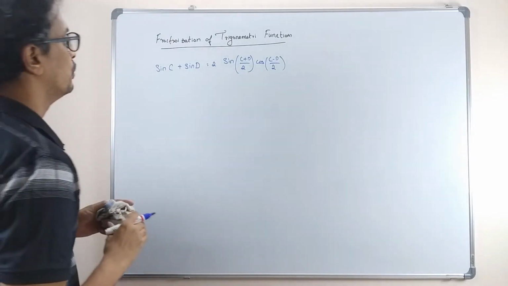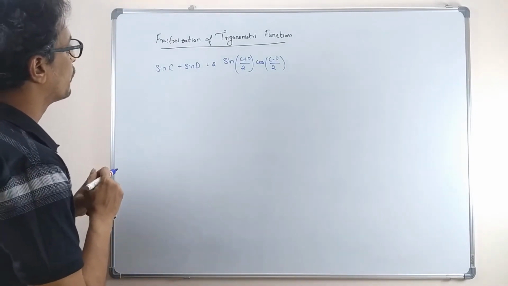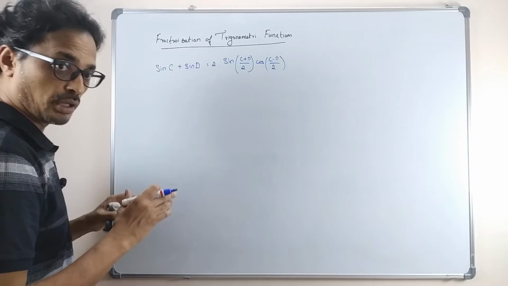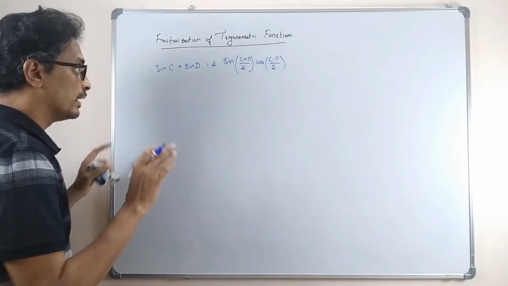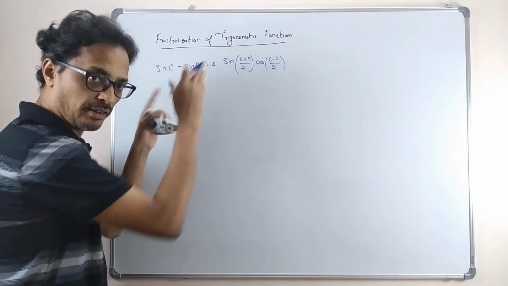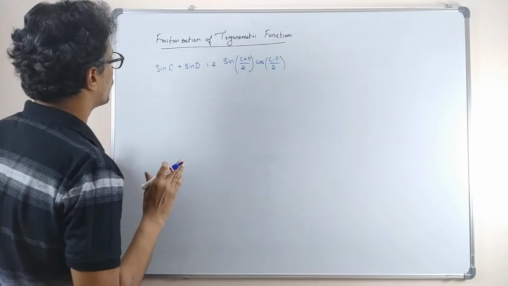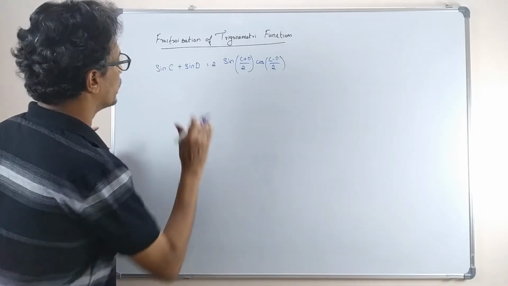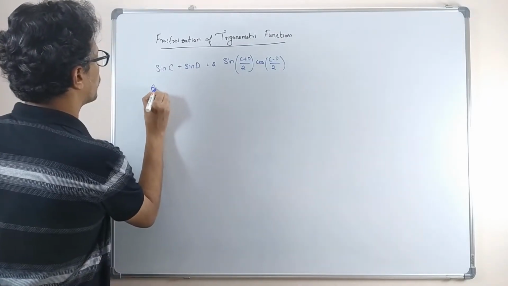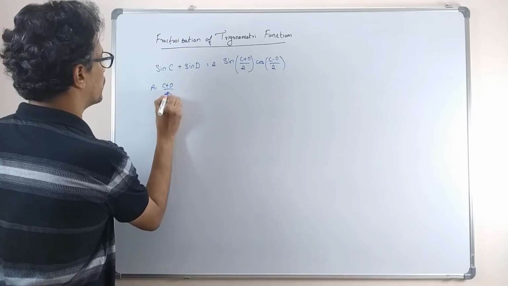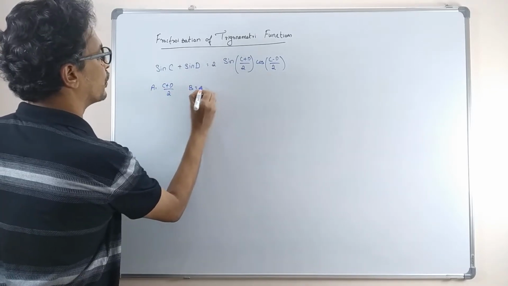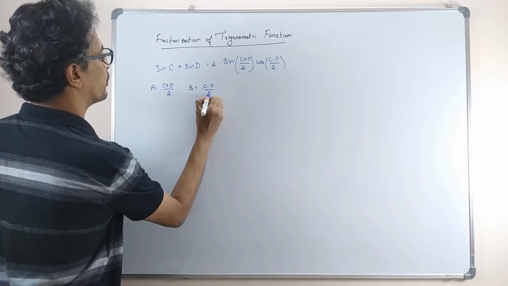So how will you prove? I will first do the proof which is given in your book. Okay. And then we will see. It's not necessary to follow that proof. You can prove it however you know. So how they have done it in the book is they take A equal to C plus D by 2 and B equal to C minus D by 2.